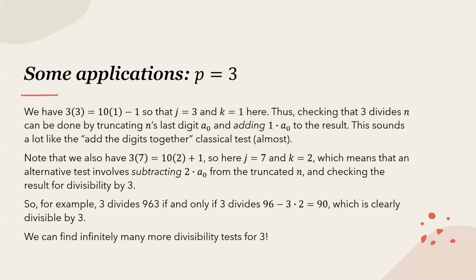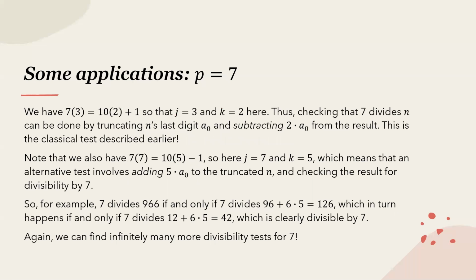All right, continuing on. What about 7? Well, let's see. 7 times 3 is 21, yes? Which is within one of a multiple of 10. Yeah? 7 times 3 is equal to 10 times 2 plus 1. See? And so we have j equal 3, k equal to 2 here. And so immediately we realize that we get the exact same truncation test that we did for 3 in this case. And that's the classic one where you subtract twice the last digit from what remains, yes? So that's a divisibility test for 7.